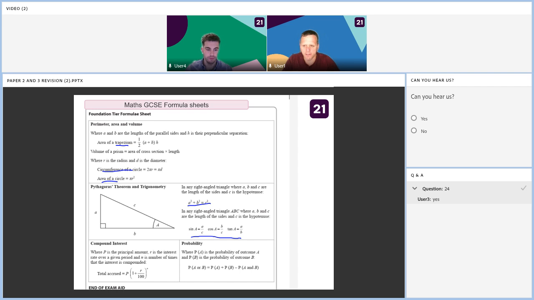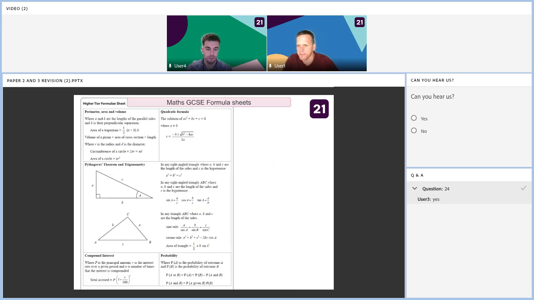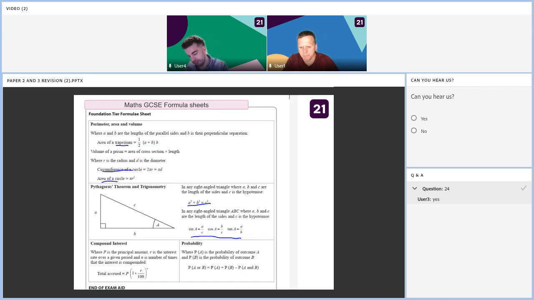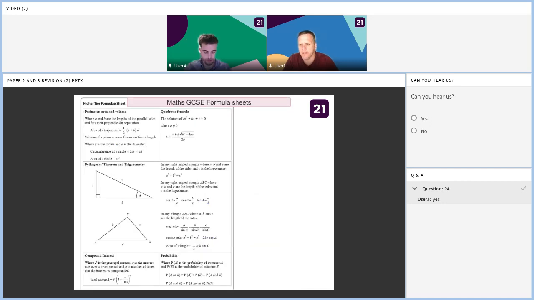If you are taking higher, then you've got a few additional things on there as well. So you've got the same bit at the top here. You've got the same in the middle here, plus you've got your sine rule, cosine rule, and the area of any triangle. Your compound interest is the same, and you've got an additional probability one there compared to that one, which only had the one. And you've also got your quadratic formula up there as well. So use that, make sure you're aware of what's there. Make sure you're using them all.